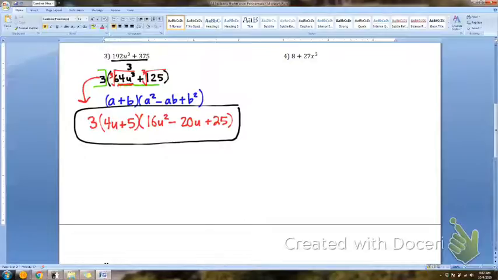One of the first things that we can do is not switch the order. I'm pretty sure that's what I was talking about. We don't want to switch the order. Just because the variable comes second doesn't mean that it's actually the a term. My a term is going to come from whatever has been written first. So my a term is going to come from the 8 because that's first. So let's go ahead and write our formula down. A plus b, a squared minus ab plus b squared.